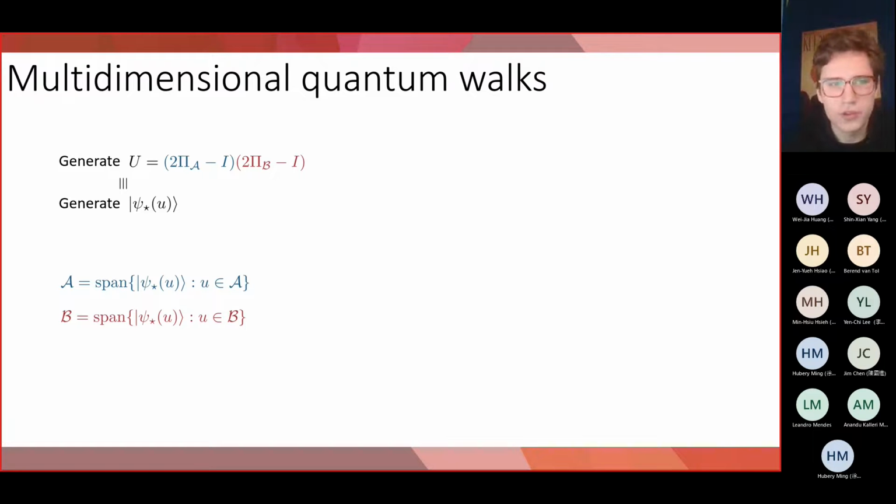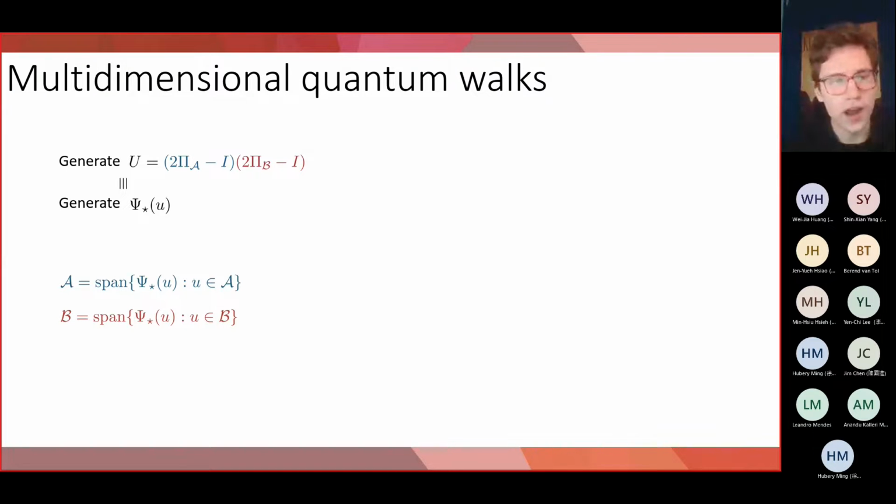So remember, to be able to generate this reflection, or this product of reflections, we had to be able to generate a star state. But we just saw with the welded trees that actually creating the right star state can be very difficult. So we're going to change this a bit. Instead of generating a star state, we're going to be generating some linear subspace, capital psi. And it cannot just be any linear subspace.